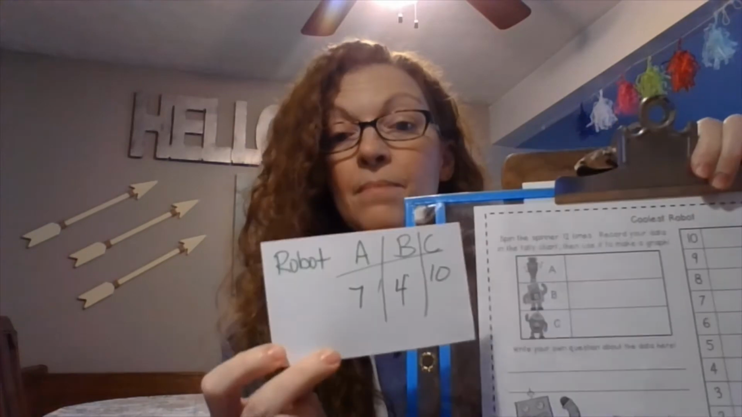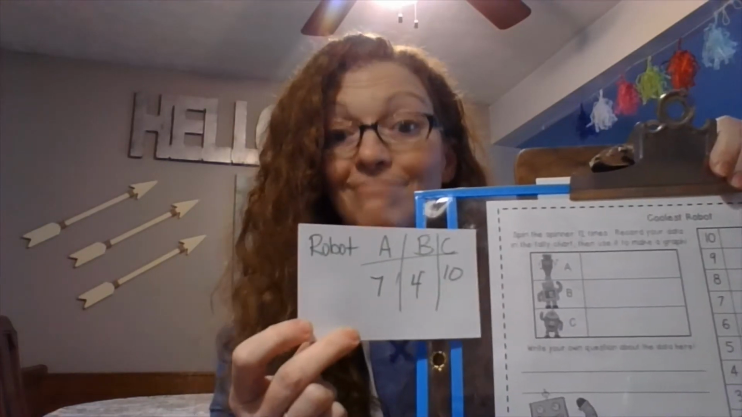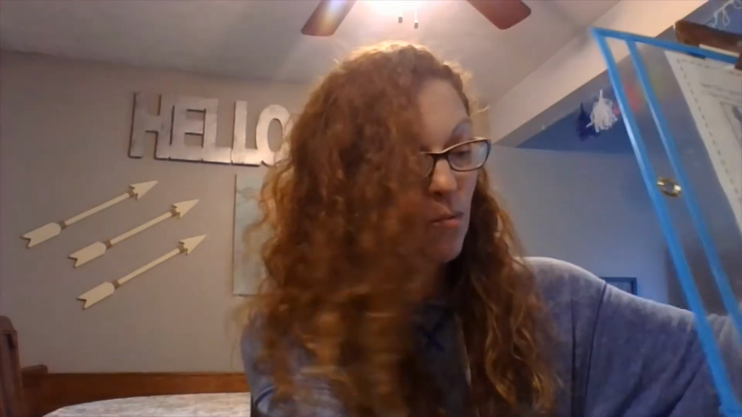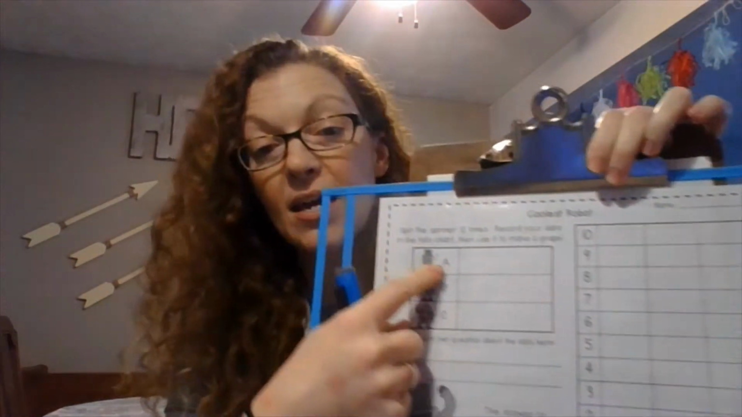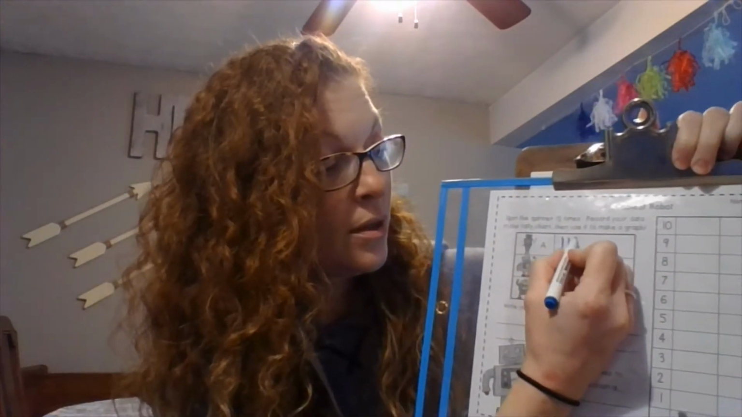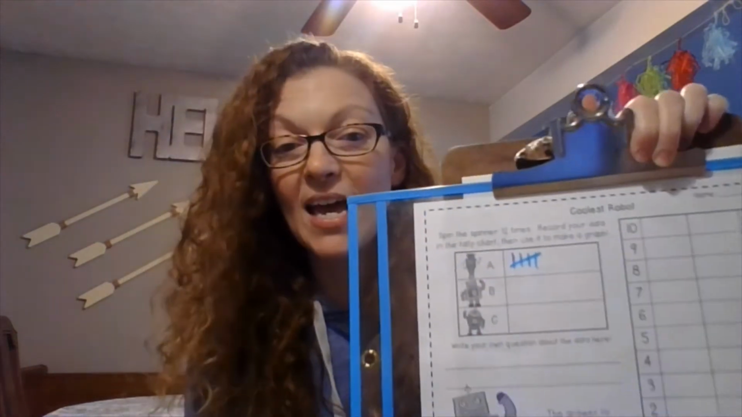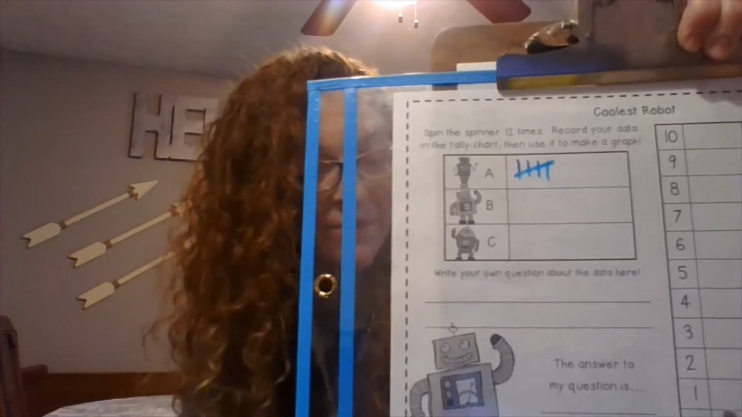So Robot A, how many did Robot A have? 7. So to mark here, we do tallies. Does anybody know what number we group by in tallies? I'll give you a hint. 1, 2, 3, 4, 5. That little diagonal means it is a group of 5.